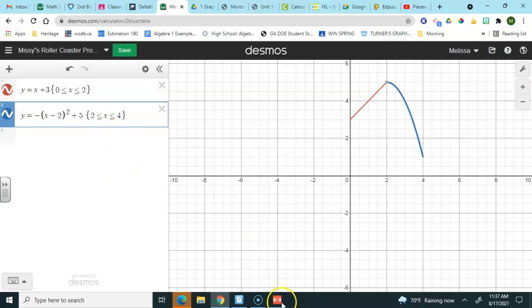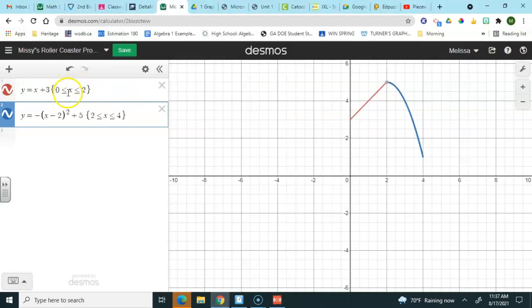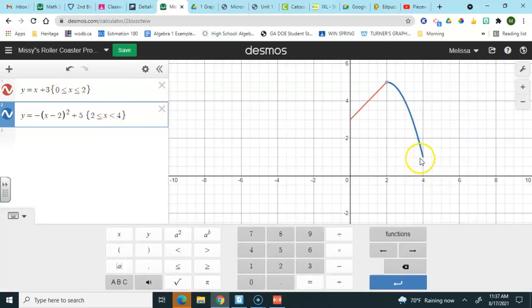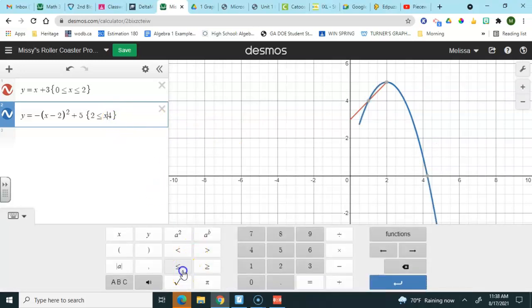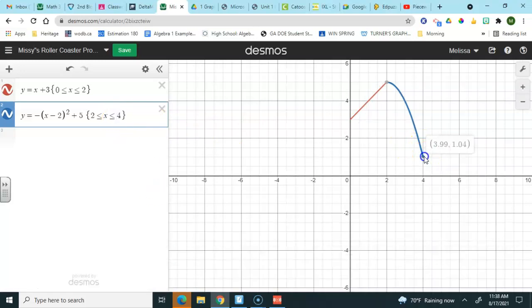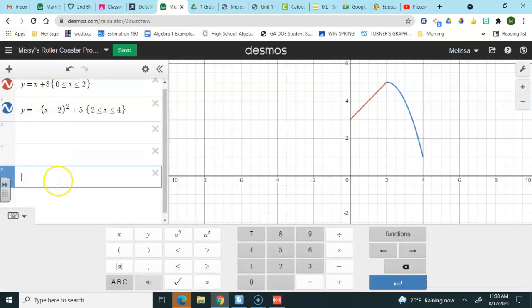Let me show it to you real quick so you can see what I did there. So there would be my function, my domain restriction. Okay, I do recommend you always use equal to, because if you just use less than, look, it's not going to show you the endpoint. It's going to say undefined. So you do need to use the less than or equal to sign so that when you click on it, you can see the 4, 1. Okay, so then you would add some more functions in here, and you should have at least 5.